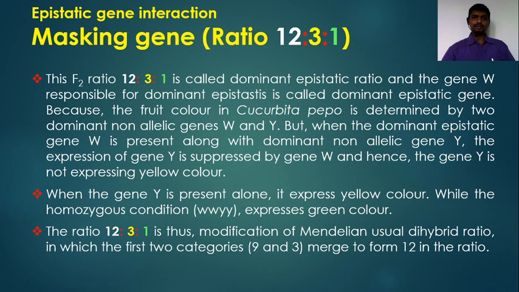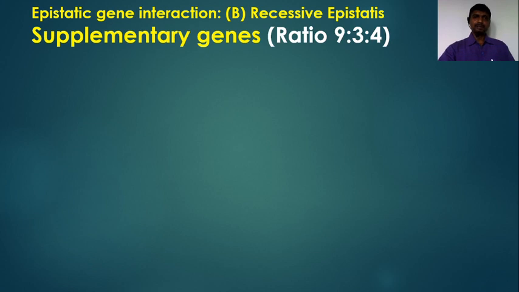The ratio 12:3:1 is thus the modification of the Mendelian usual dihybrid ratio, that is 9:3:3:1, in which the first two categories, that is 9 and 3, merge to form 12 in the ratio. As you know, the Mendelian classical dihybrid ratio is 9:3:3:1. But in case of masking gene, due to the dominant epistasis, the first two categories 9 and 3 are merged together to form 9 plus 3, that is 12, in the ratio of 12:3:1. So this is about the masking genes.